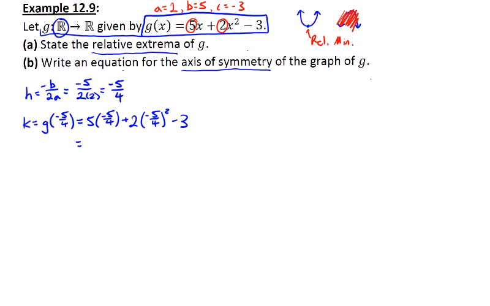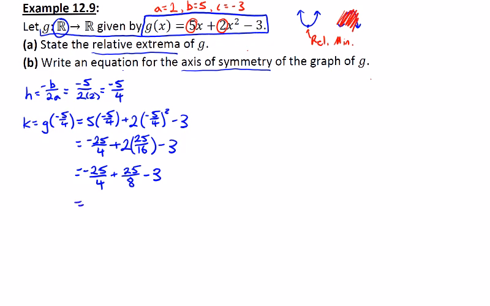First term, we have 5 times negative 5/4. That'll be negative 25/4. The second term has a squaring operation, so we'll take care of that first. That's 25/16. And then the constant at the end is still minus 3. Negative 25/4, the first term, is done there. The second term, 2 times 25/16, will become 25/8.